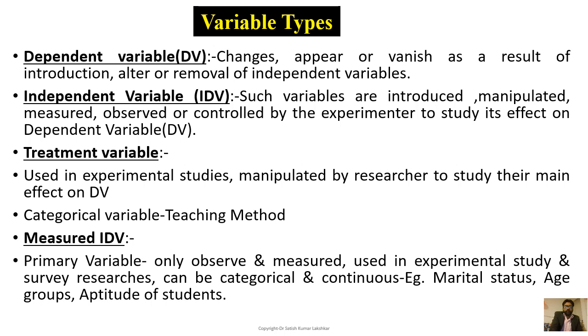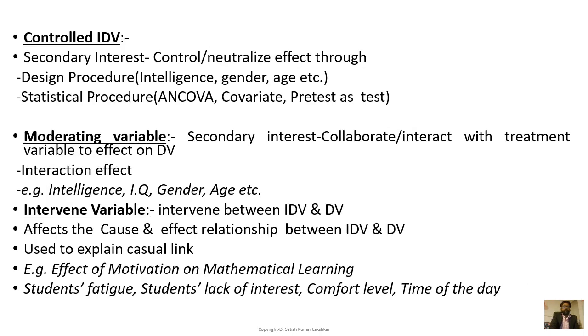So now some more content is presented here just for your convenience. So you can go through this content also with the example. Now these are three additional variables, out of those seven types of variable: controlled independent variable. We talked about different types of independent variables, moderating variables, intervening variables.